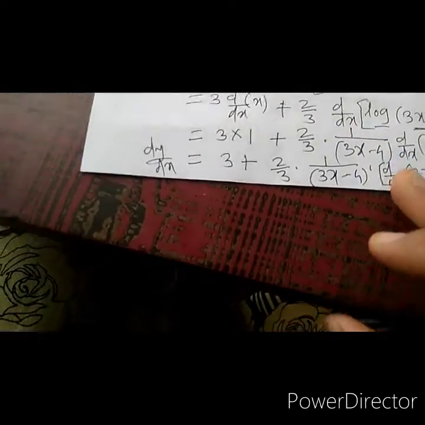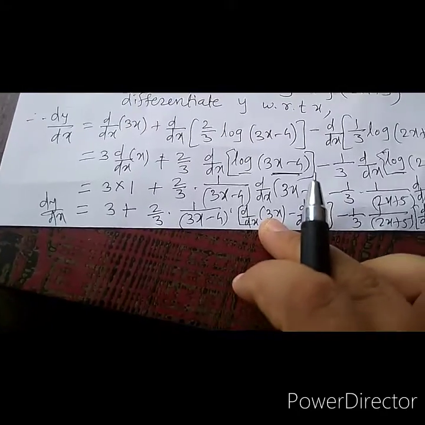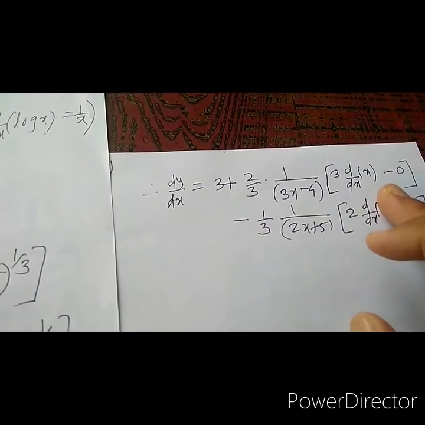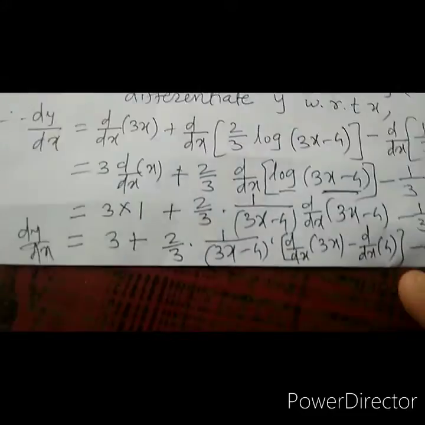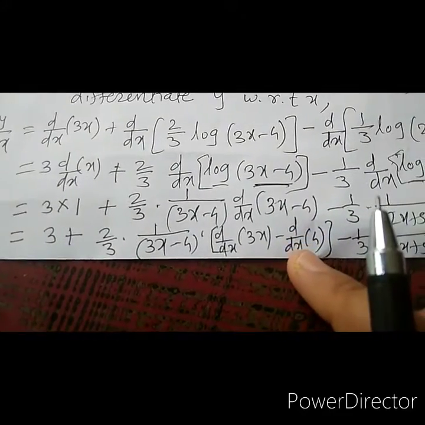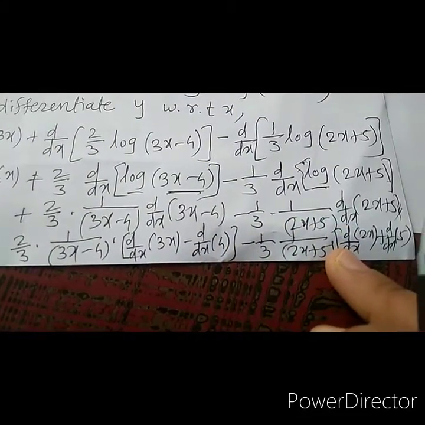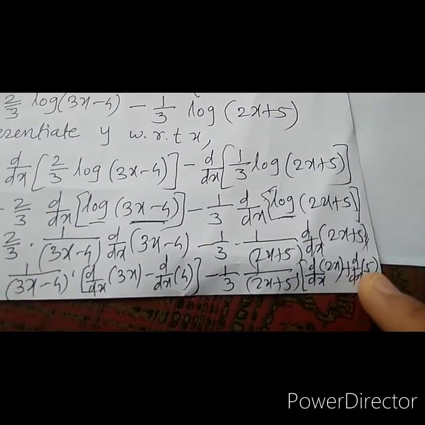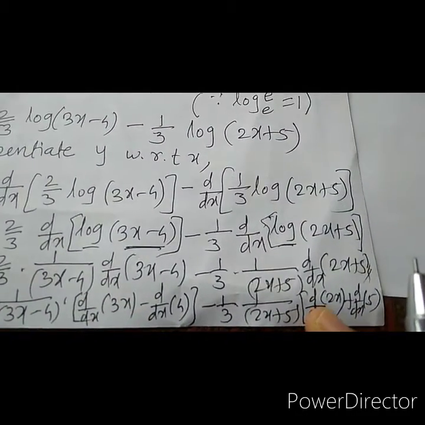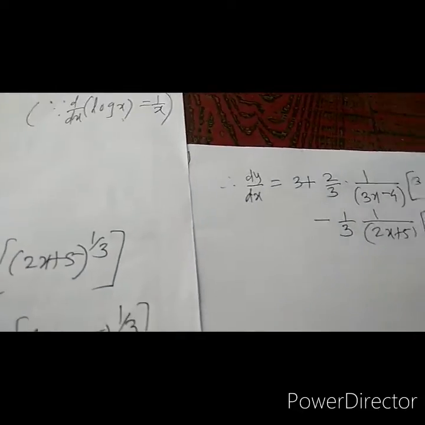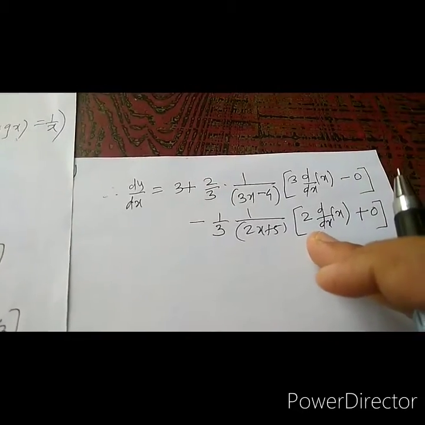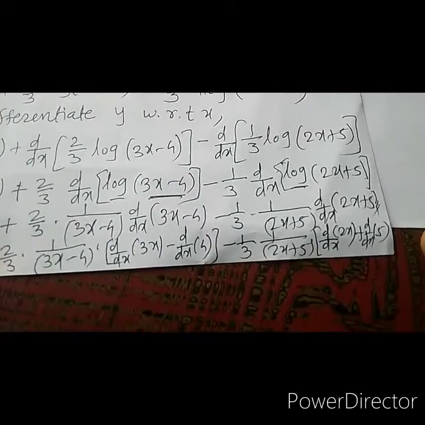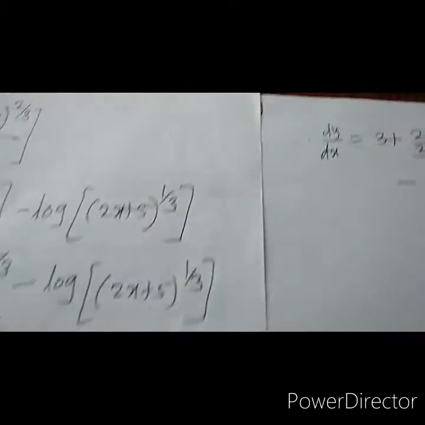See here, d by dx of 3x, that is we wrote here 3 d by dx of x. 4 is constant, therefore its derivative is 0, minus 1 upon 3 into 1 upon 2x plus 5, 2 is constant, therefore we took it before the d by dx of x, and 5 is constant term, therefore its derivative is 0.